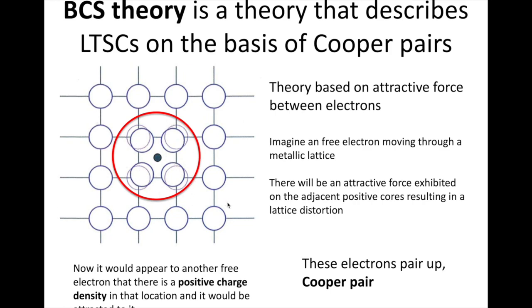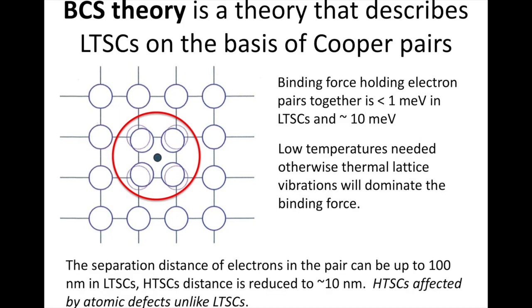And so this attraction creates what we know as electron pairs, and specifically Cooper pairs. That pair of electrons from this attraction is referred to as a Cooper pair. And so as they move through the lattice, they have this attraction, and that is what gives us our superconducting properties: this attraction and this moving together of electrons through the lattice.